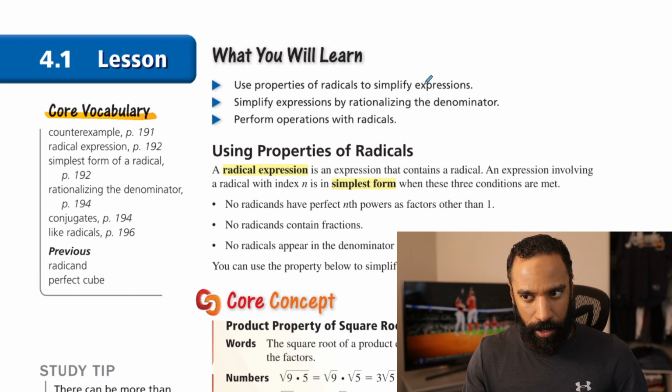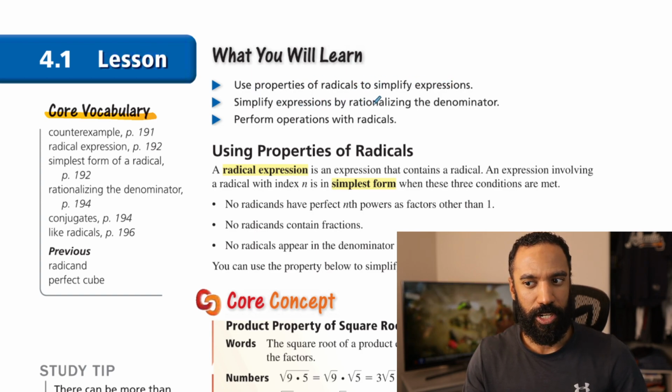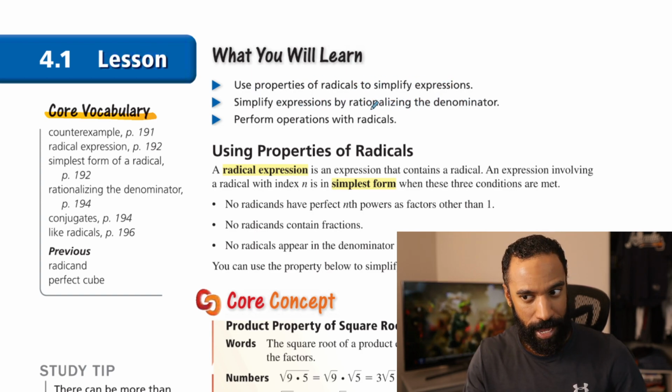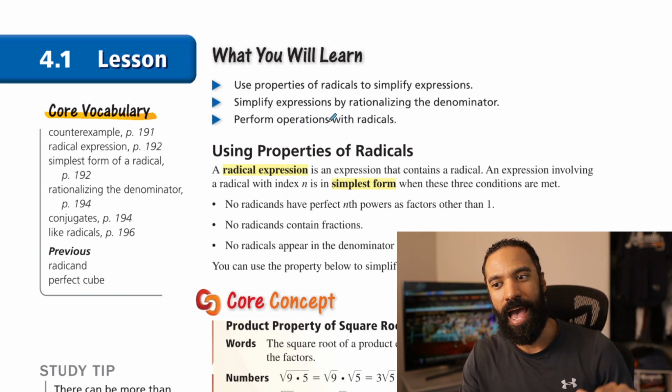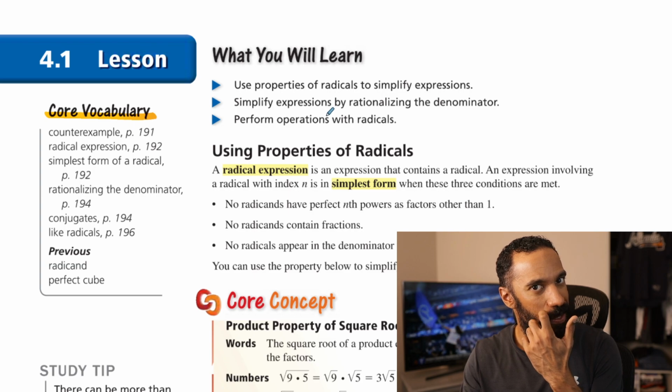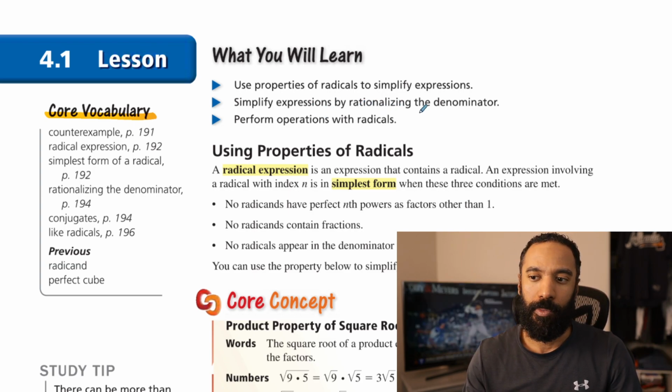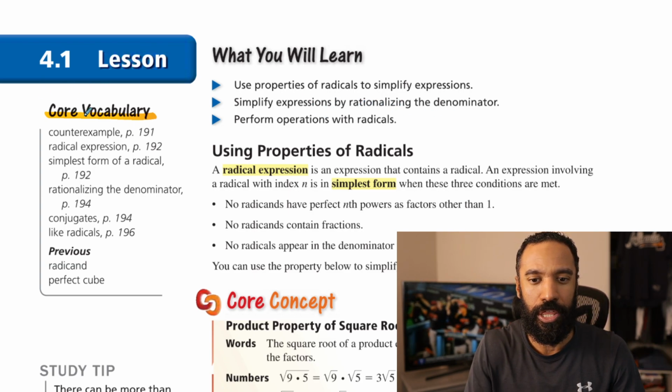Use properties of radicals to simplify expressions. Simplify expressions by rationalizing the denominator, that's a phrase, and perform operations with radicals. That means add, subtract, multiply, and divide. But rationalizing the denominator is going to be a key thing later here.